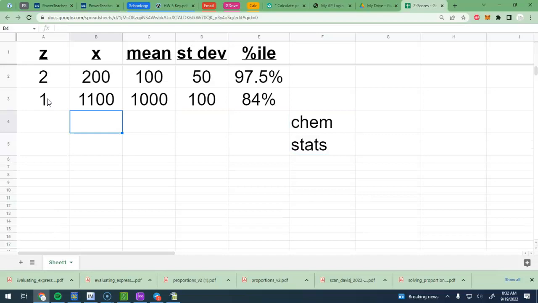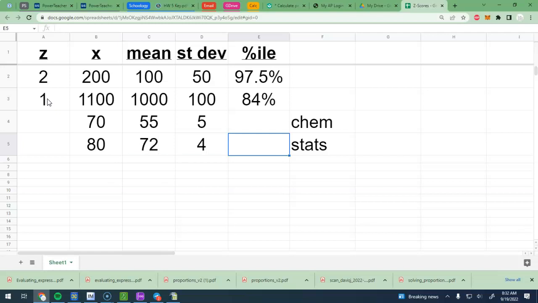Alright, let's say you got a chem test and a stats test. On the chem test, you got a 70. The mean was 55, and the standard deviation was 5. The stats test kind of looks like you did better. You got an 80, but the mean was 72, and the standard deviation was 4. So I want you to tell me the z-score and the percentile for both of those, and which one you did better on in comparison to your classmates. Obviously 80 is a higher score, right? But relative to your classmates, which one did you do better on? So find the z-score and the percentile that way.